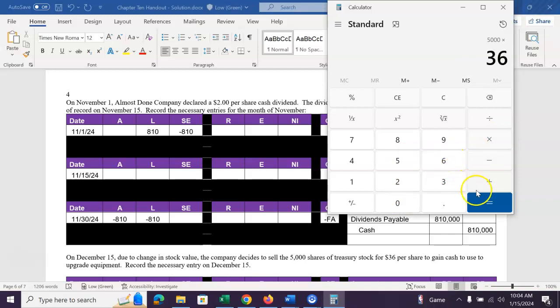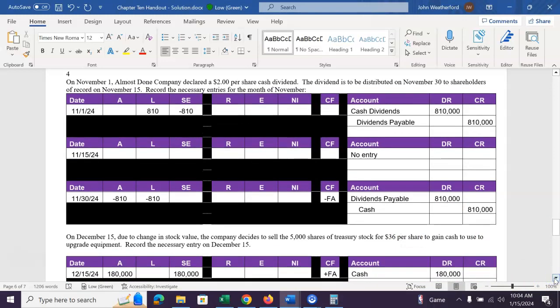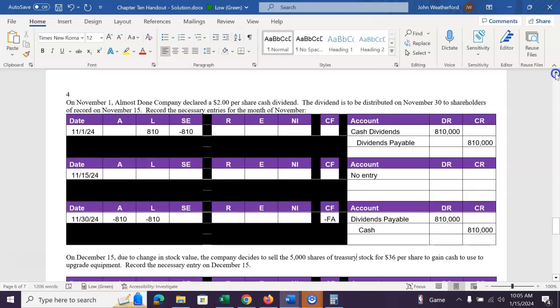So what do we got there? $180,000 will be our debit to cash. We're going to credit treasury stock. We're going to put it on the books at cost when we buy it. We'll take it off the books at its cost when we sell it. So let's go back up and look at what it cost per share.